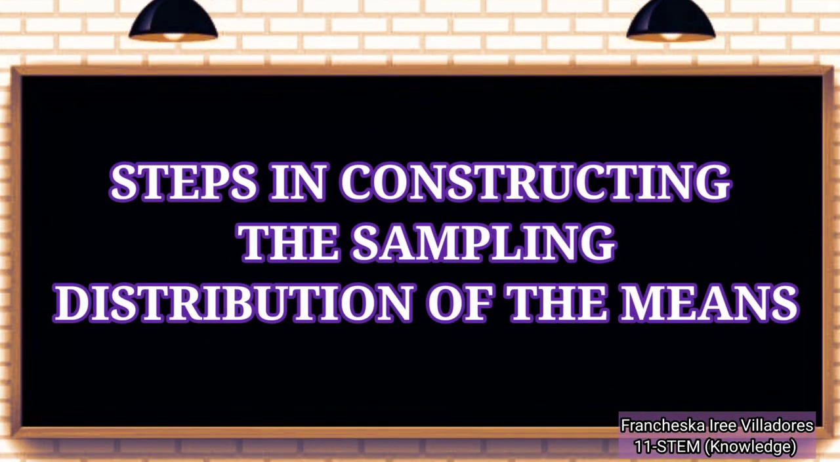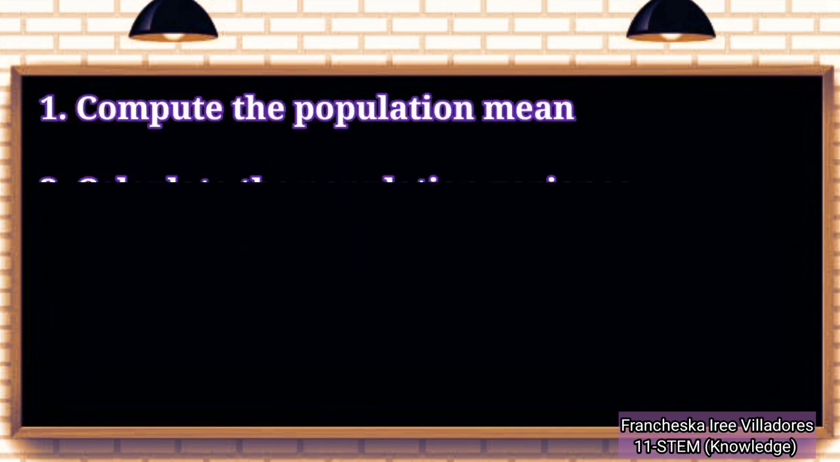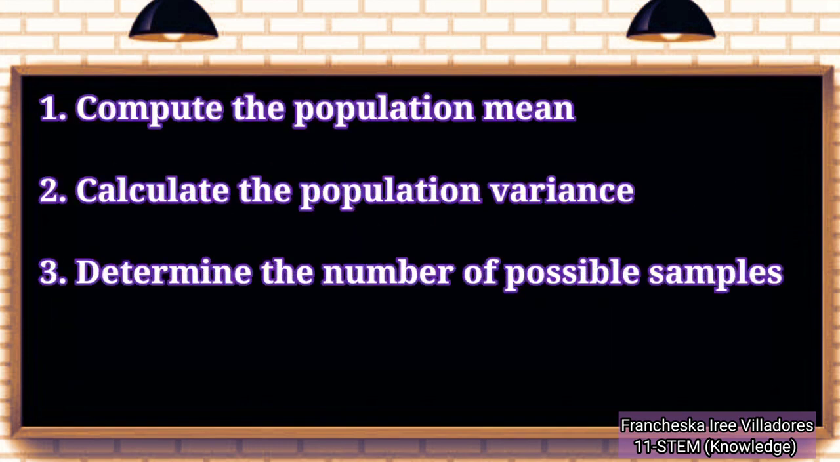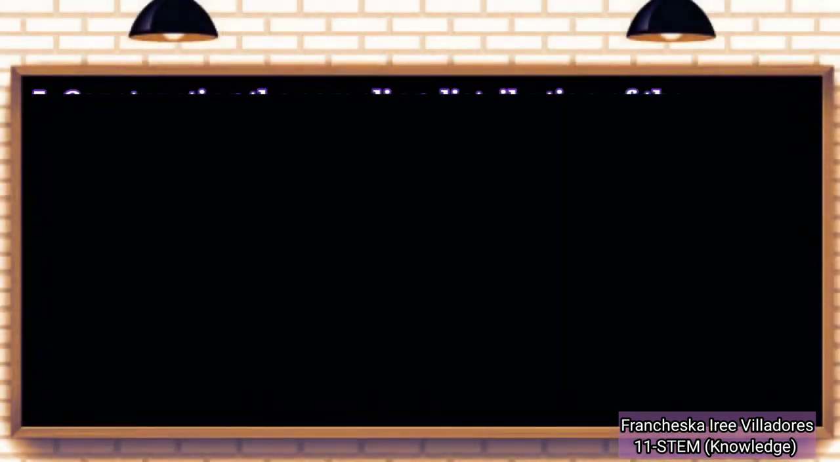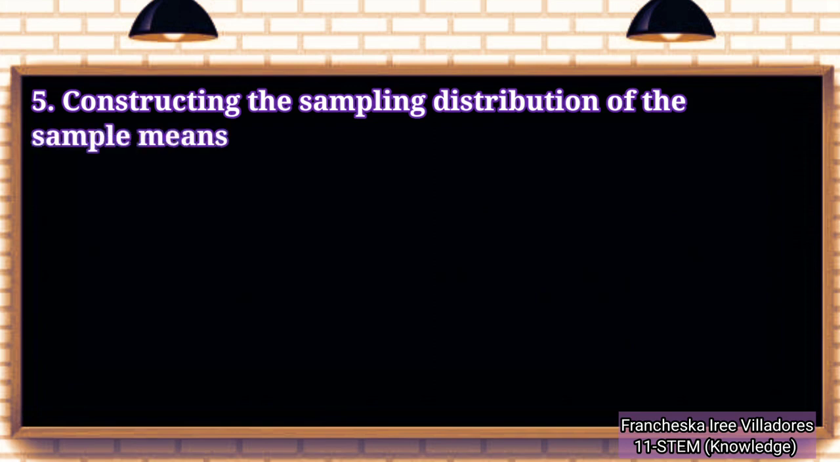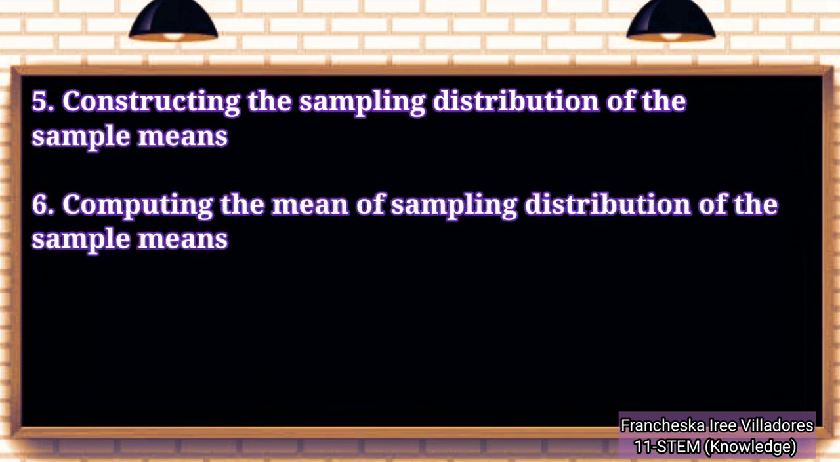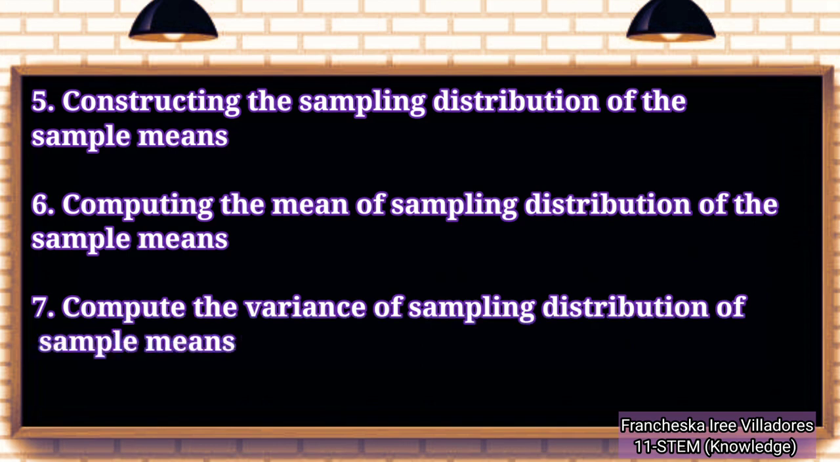I have here the steps in constructing the sampling distribution of the means. First, compute the population mean. Second step, we're going to calculate the population variance. Third, determine the number of possible samples. Fourth, write all the possible samples and the corresponding means. Fifth step is constructing the sampling distribution of the sample means. Sixth step, computing the mean of the sampling distribution of the sample mean. Seventh step, compute the variance of the sampling distribution of the sample means. Lastly, for number 8, we're going to construct the histogram.